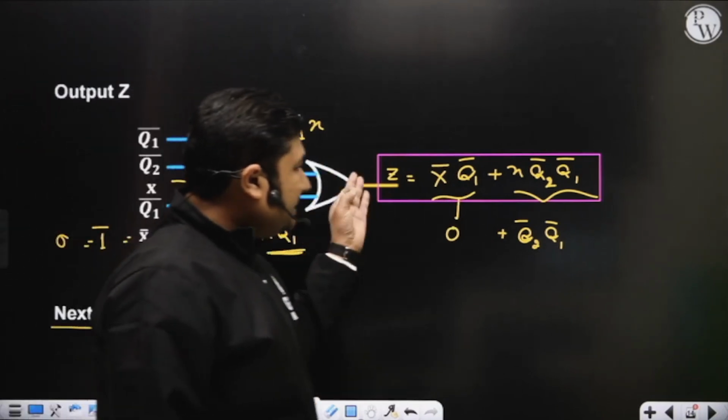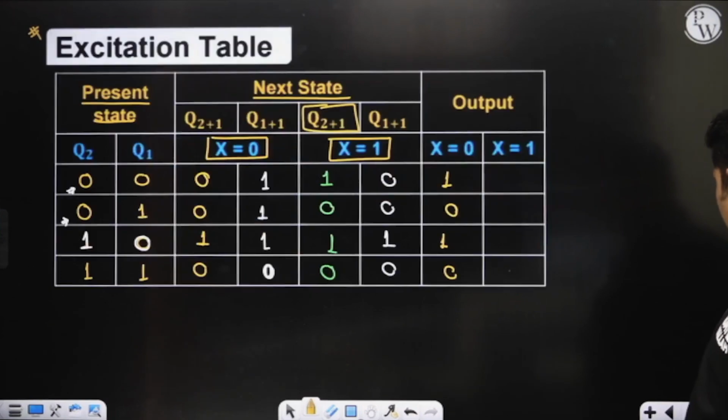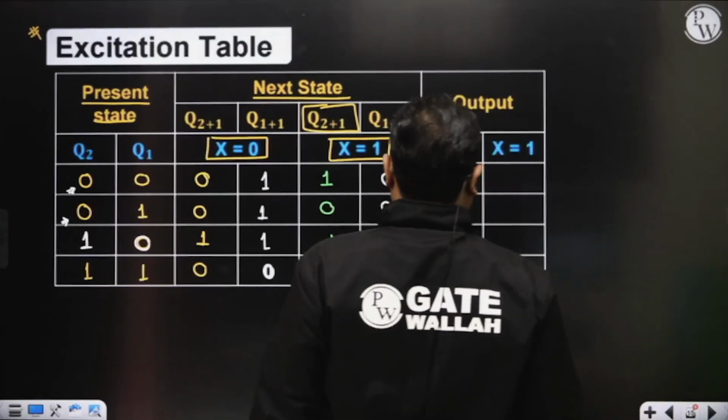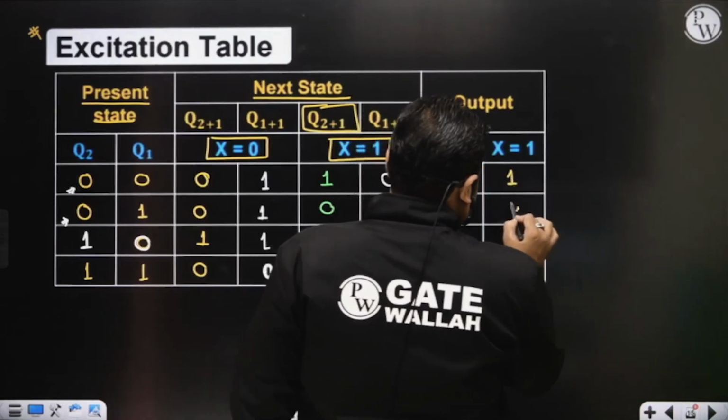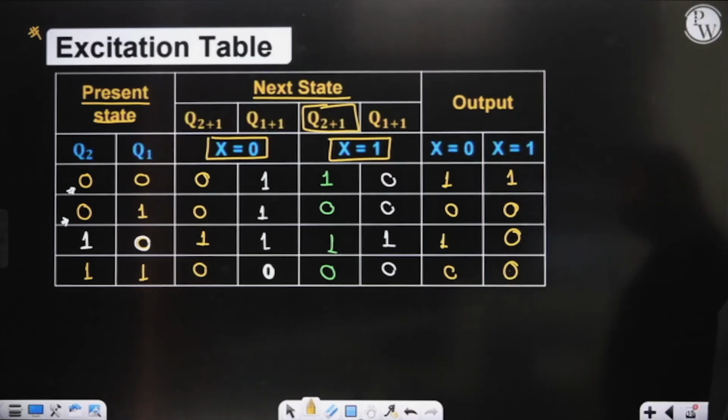It means z is high only when both q2 and q1 are low. Is it okay? So I am representing here that z is high only when both q2 and q1 are low. This is how we need to fill the excitation table. Are you able to understand?